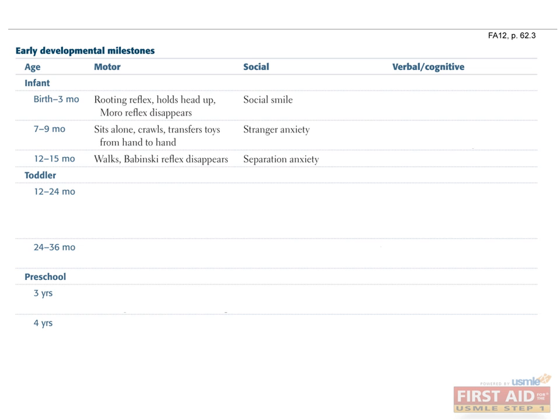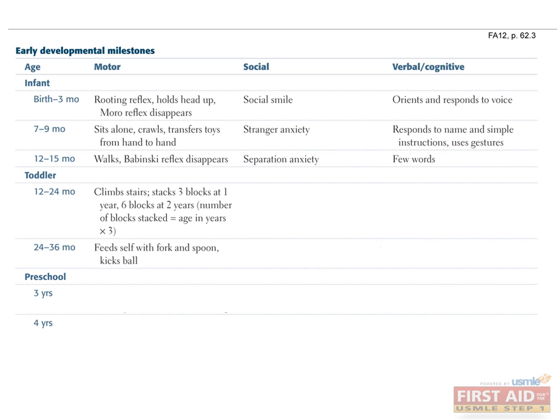Social milestones in the infant age group include social smile between birth and 3 months, stranger anxiety between 7 and 9 months, and separation anxiety between 12 and 15 months. Cognitive and verbal milestones in the infant age group include orienting and responding to voice by 3 months, responding to name and simple instructions in addition to use of gestures between 7 and 9 months, and a few words by 15 months. For example, at 14 months, a child should be able to walk, have a 4 to 6 word vocabulary, and experience separation anxiety from the primary caregivers.